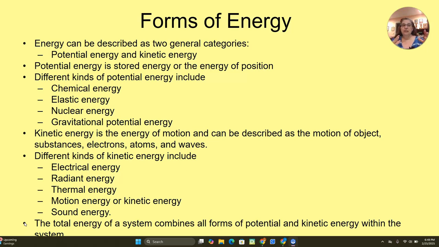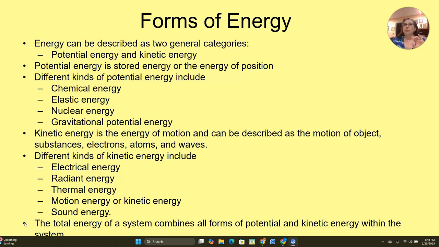The potential energy of nuclear power, nuclear energy, deals with the energy that's stored in the nucleus. If we have an unstable nucleus, then that nucleus will release the energy of its unstable arrangement when it undergoes radioactive decay, nuclear fission, or nuclear fusion.